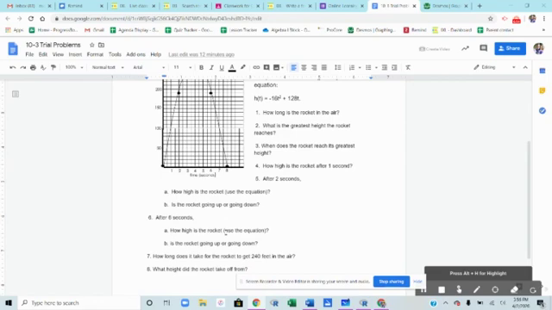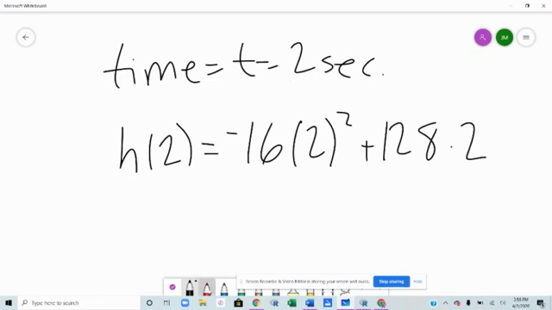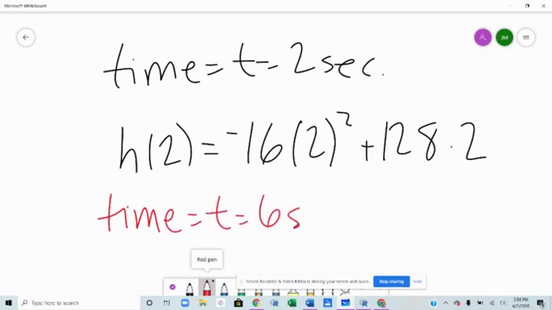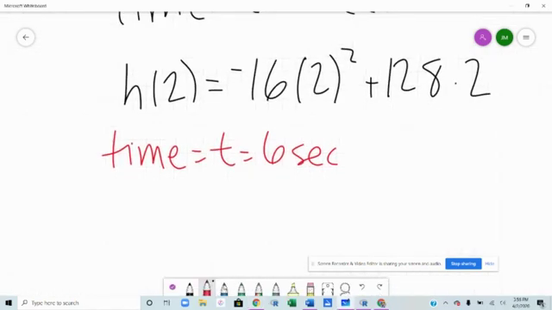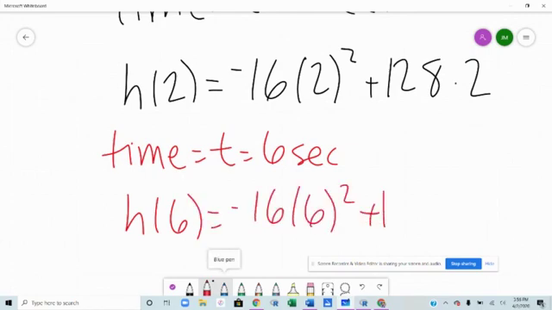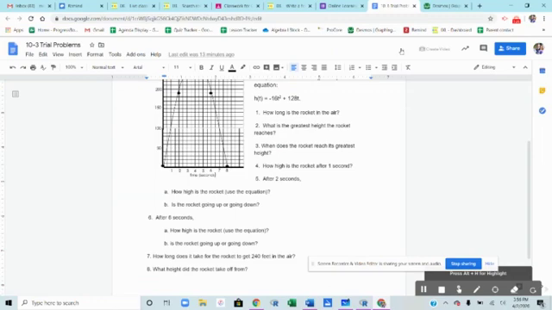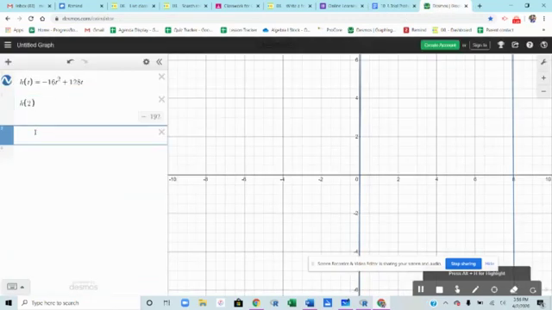After 6 seconds, how high is the rocket? Once again, it says use the equation. So we come back here, and this time our t is 6 seconds. We use the same equation, except we plug in 6 for both of our t's. So we want to find h of 6, which is negative 16 times 6 squared plus 128 times 6, and we get 192.